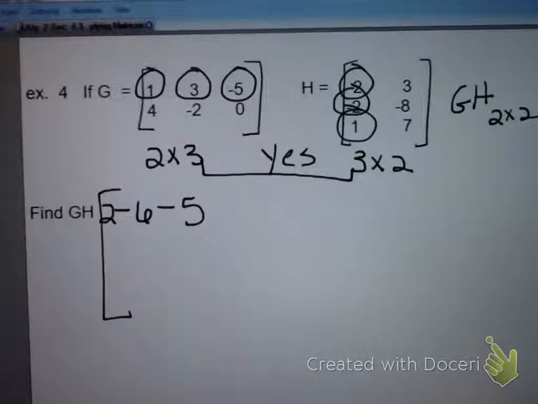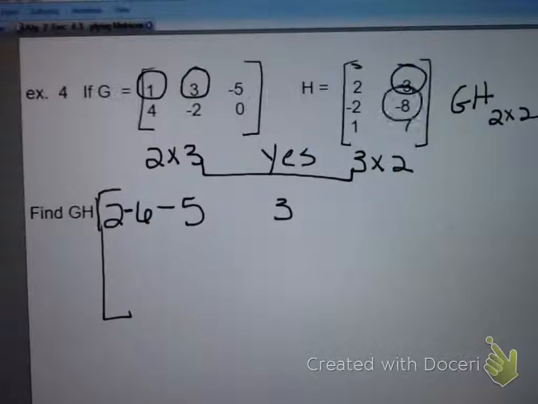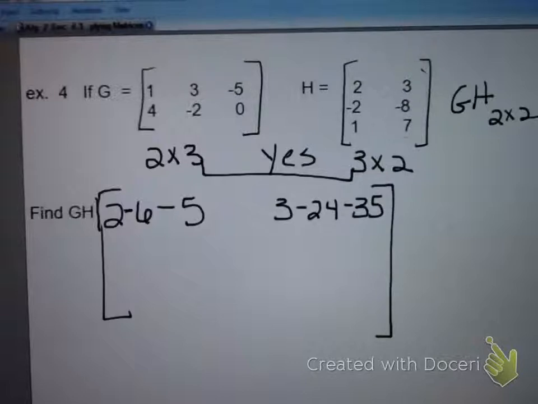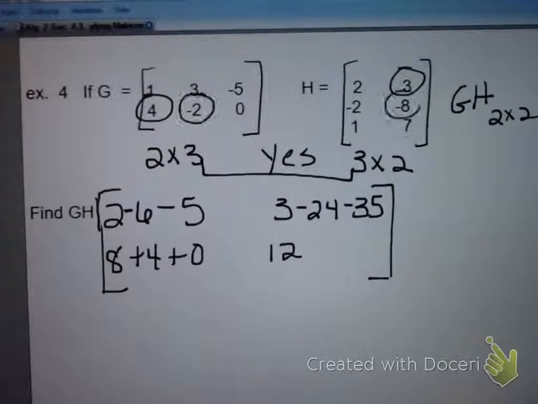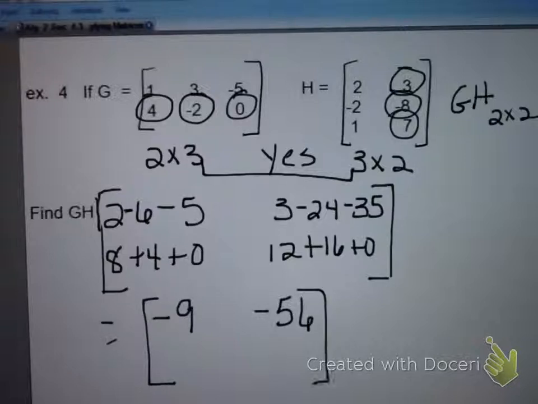Now we're going to multiply row 1 times column 2, and we get 3 minus 24 minus 35. Now we're going to multiply row 2 times column 1. Then we're going to multiply row 2 times column 3. So as we slide across, we slide down. Do the math, and that is our matrix.